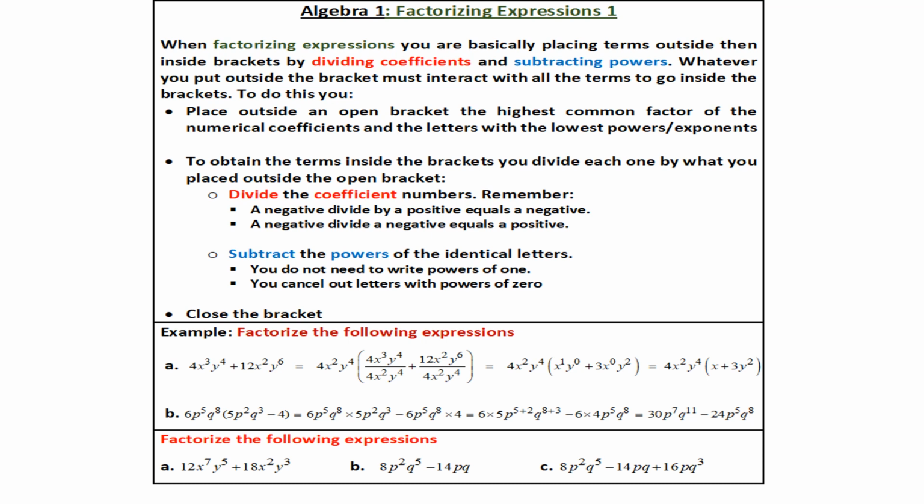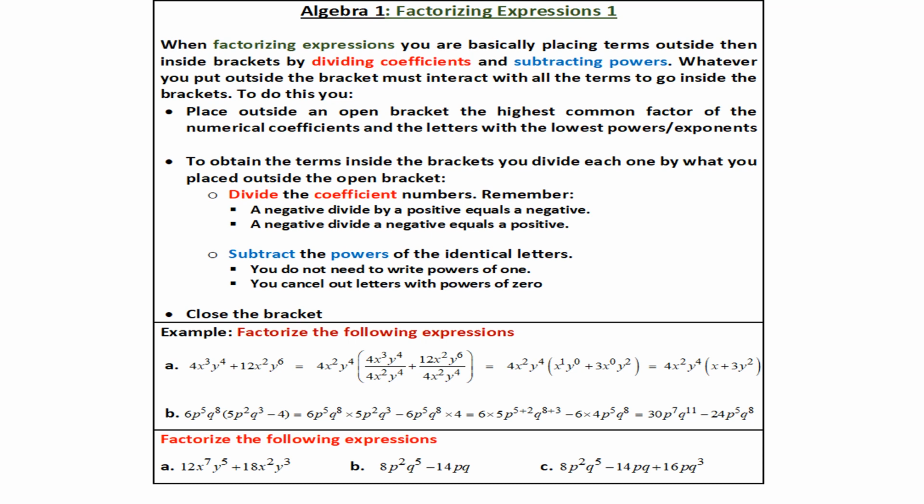To obtain the terms inside the brackets, you divide each one of the terms by whatever you placed outside the bracket. So whatever you place outside the open bracket, you have to use that to divide each of the terms so that you can know what to put inside of the brackets. So when you're dividing, you divide the coefficient, that's the numbers. Remember, a negative divided by a negative is a positive, and a negative divided by a positive is a negative.